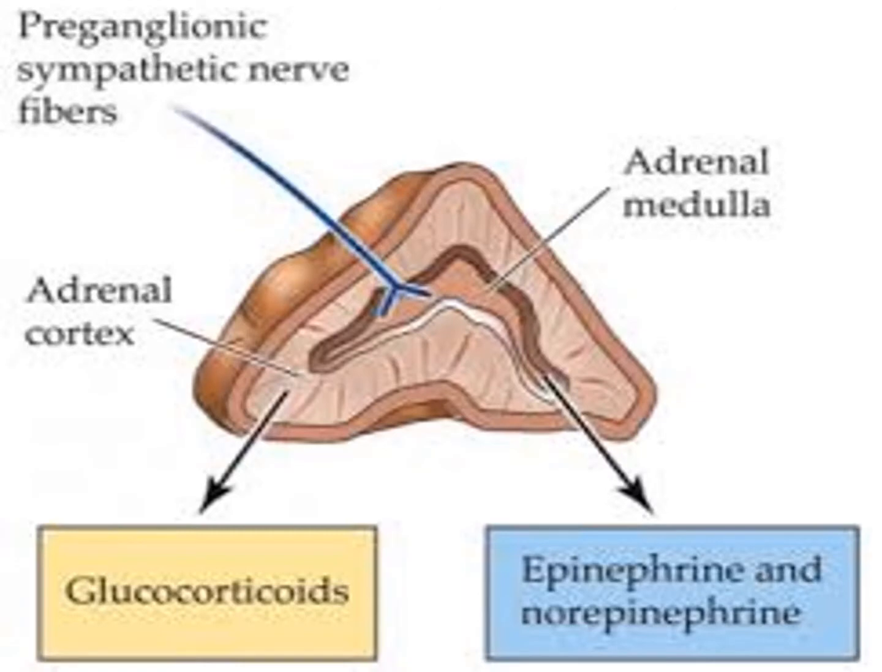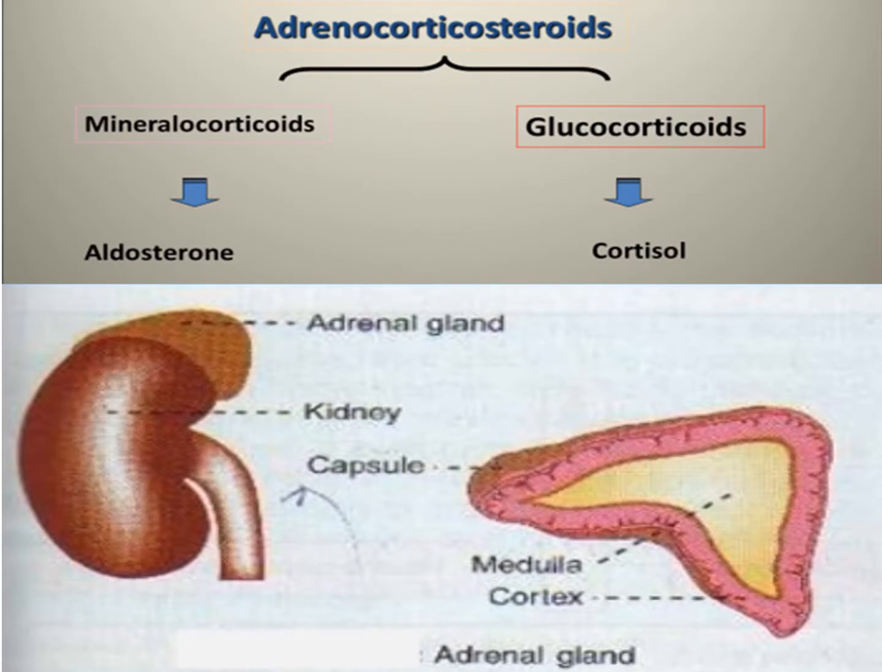So talking about the adrenal gland, you have to revise its anatomy a bit. It has two portions, adrenal medulla and adrenal cortex, and by now we all know that epinephrine and norepinephrine are secreted from adrenal medulla. So the other part of the gland, adrenal cortex, secretes a type of hormones which we are going to study today, that are glucocorticoids. So basically we have two kinds of adrenocorticosteroids: mineralocorticoids and glucocorticoids.